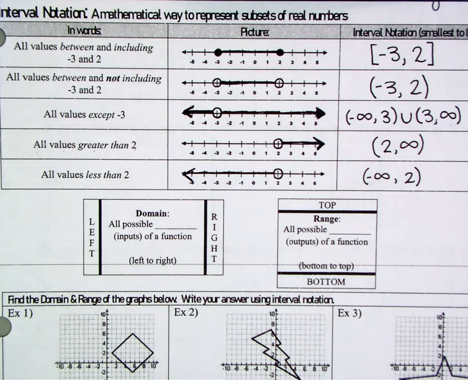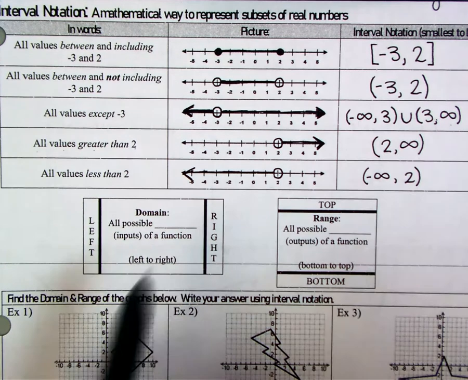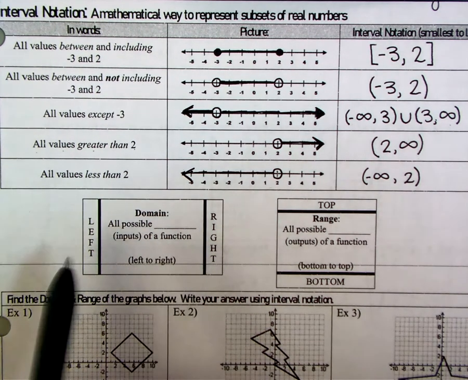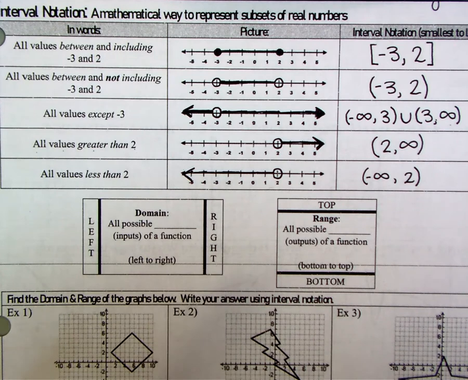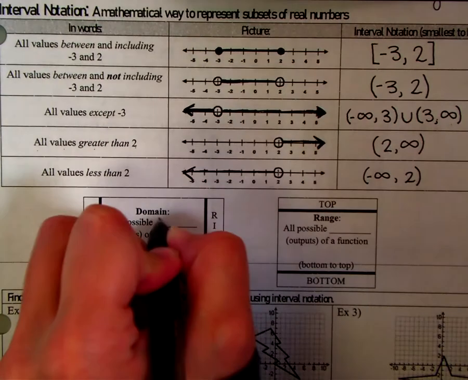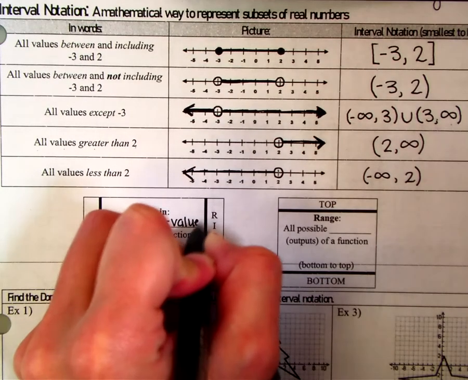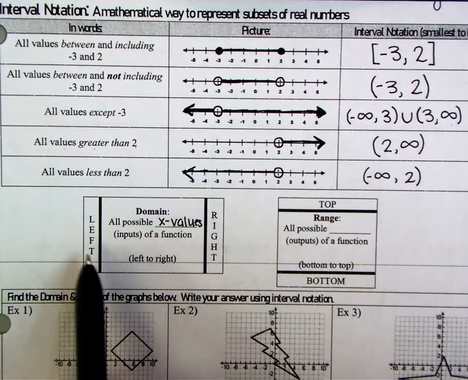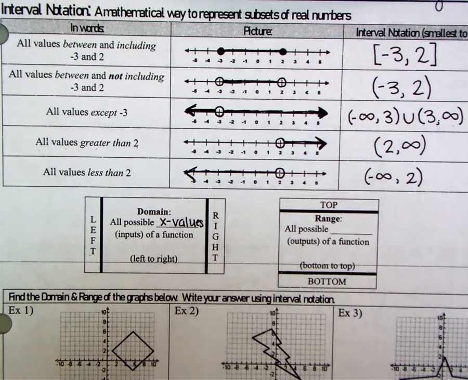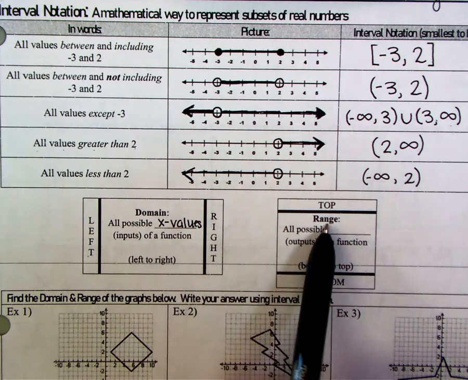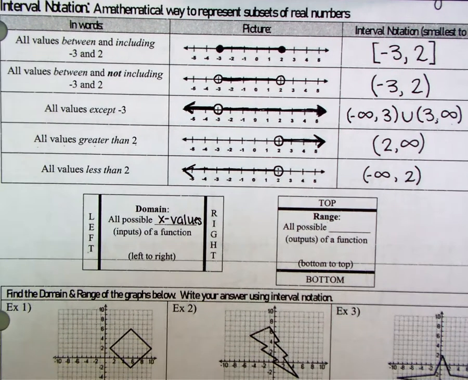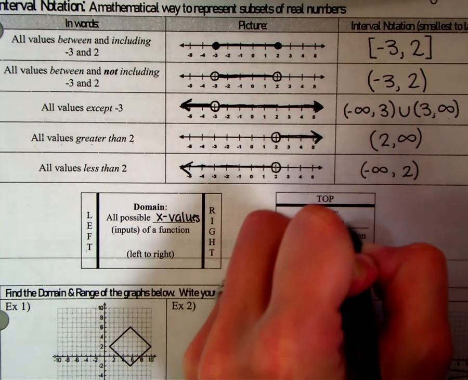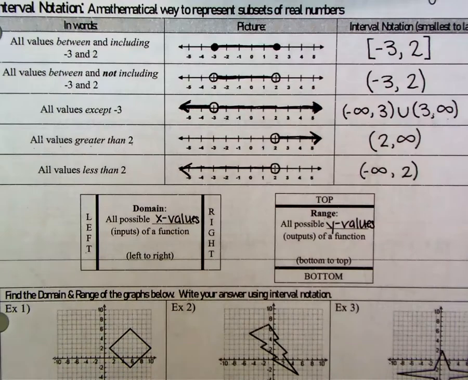And so we're going to take it one step further and talk about domain and range, and we're going to use that interval notation to figure out what our domain and range are going to be. In this first one, we've got domain values, and you see that it's in a box and you've got left and right. Domain is all possible x values. So when we are finding the domain, we are using the x-axis. We look at it starting on the left side, ending on the right side. Range is bottom to top, and that is all possible y values. So we're looking at our y-axis.